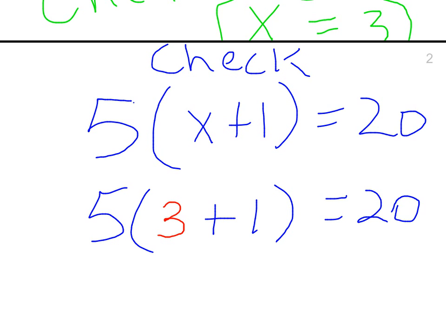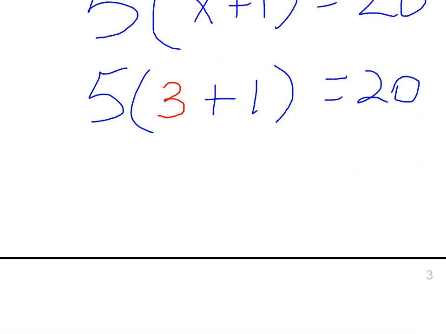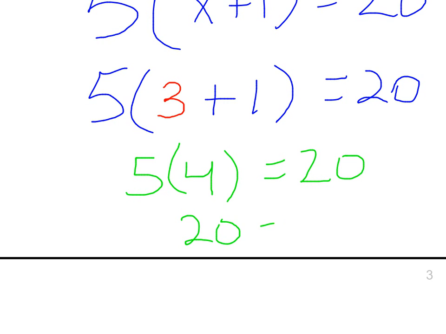Alright, so I'm going to go ahead and do the order of operations. So I'm going to do what's in the parentheses first. So in my parentheses, I have 3 plus 1. So 3 plus 1 will give me 4. And I'll just copy everything on down. So now I got 5 times 4, which is 20, equals 20. Good. So it checks out.